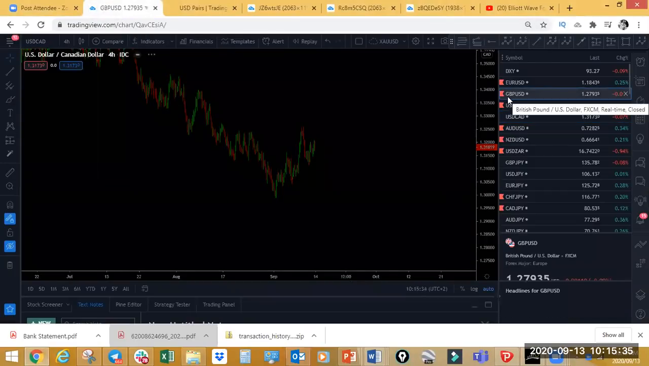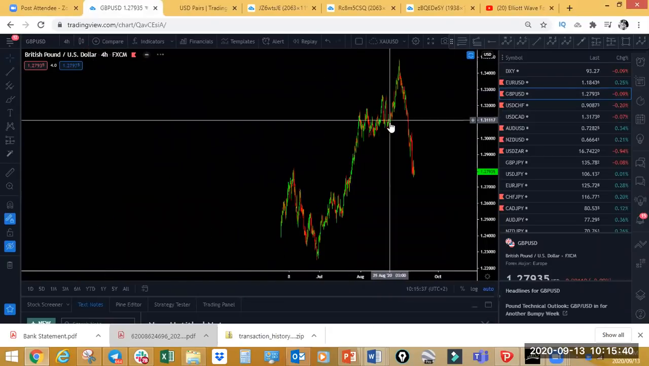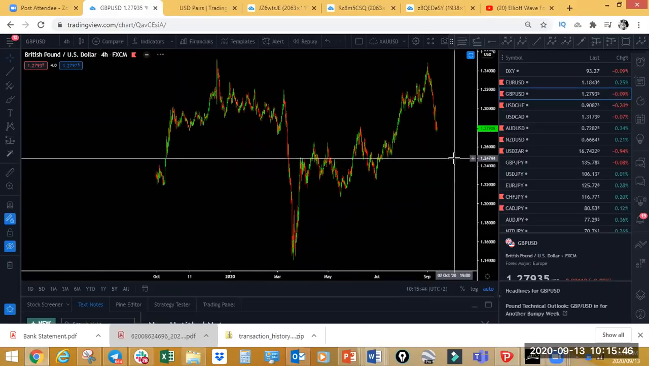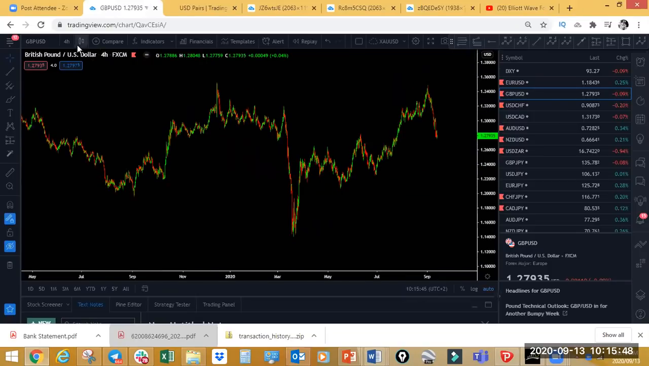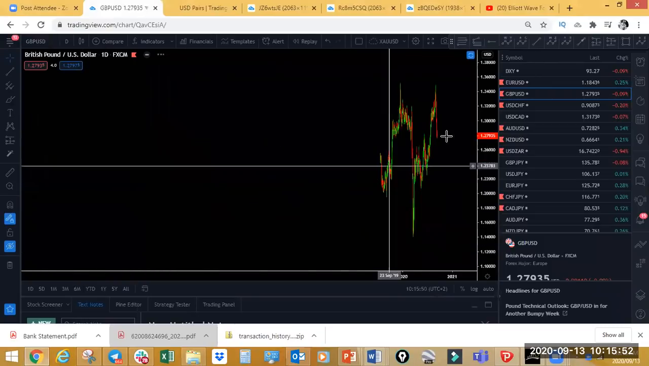Right, pound US dollar. Let's have a look at pound US dollar. Now, pound US dollar, very interesting structure. We're actually looking for pound US dollar to make a continuation to the upside, but that structure has changed. Let's go look at the daily now. See how the structure has changed and what we're going to be looking at.